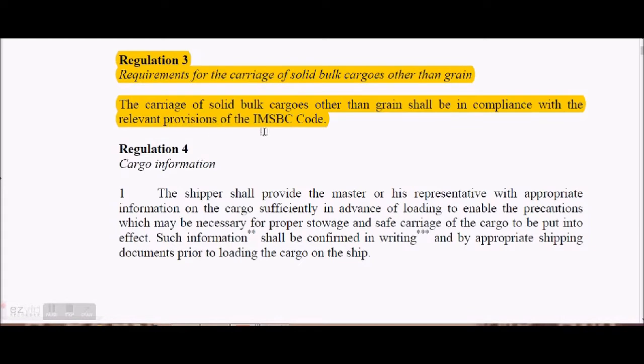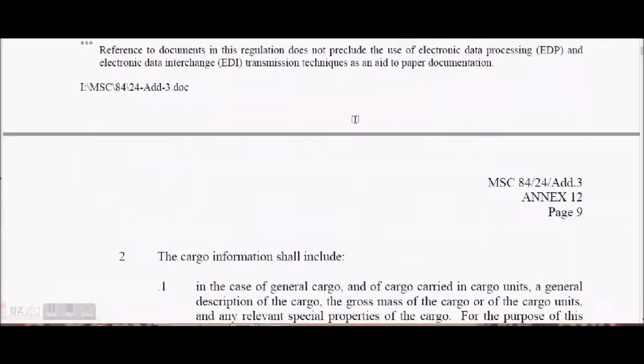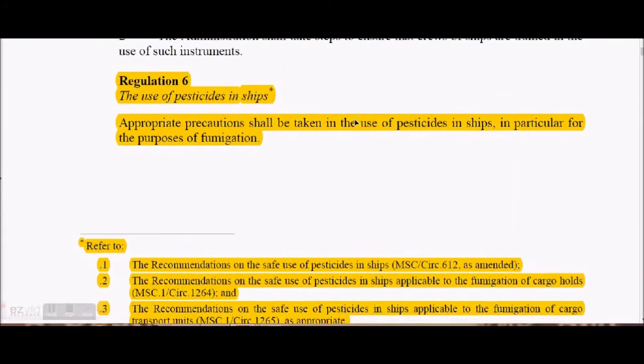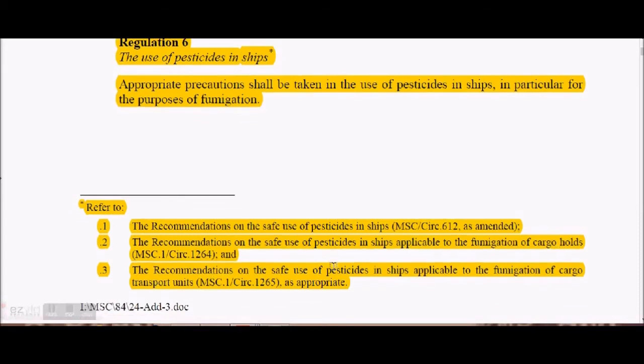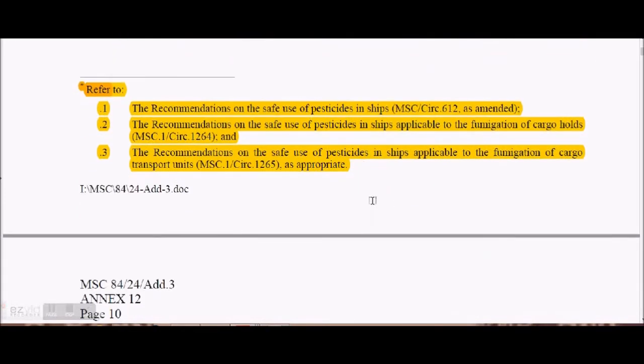Now we have use of pesticide in ships. Appropriate precautions shall be taken in the use of pesticides in the ship, in particular for the purpose of fumigation. And here it refers to the recommendation on the safe use of pesticides in ships, applicable to the fumigation of cargo holds. So these all are MSC regulations regarding pesticides, because of ships' pesticides, here the asterisk mark is referred. So these MSC regulations will be dealing with this, but pesticide will come under MSC. This is what I want to say.